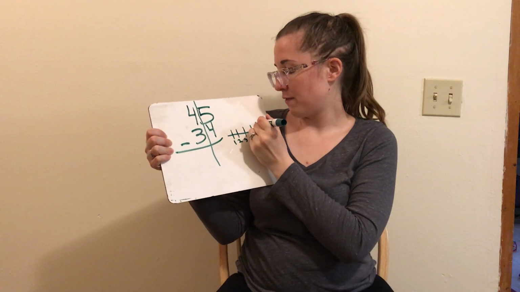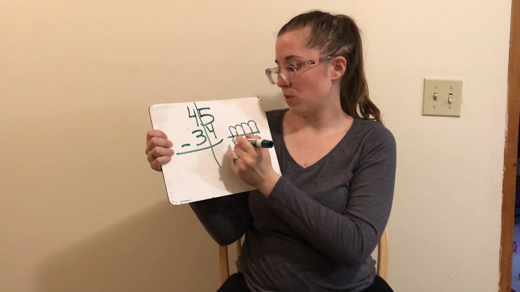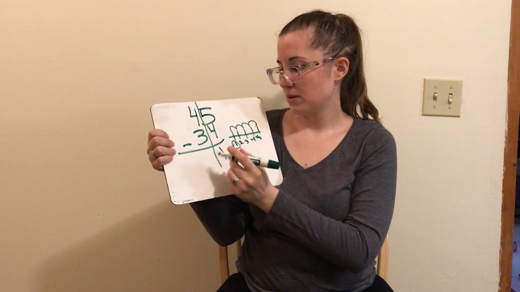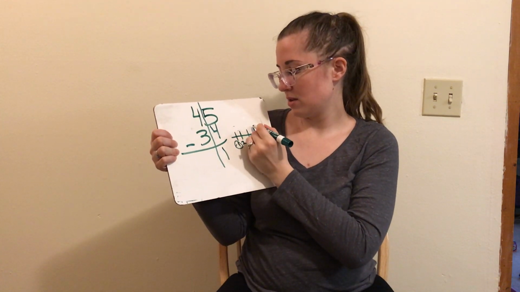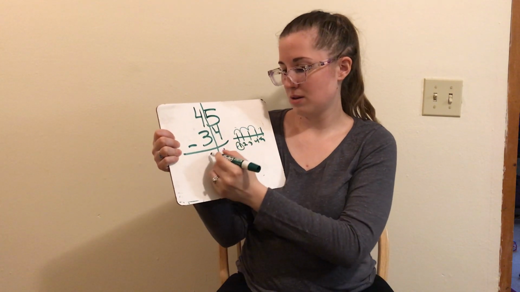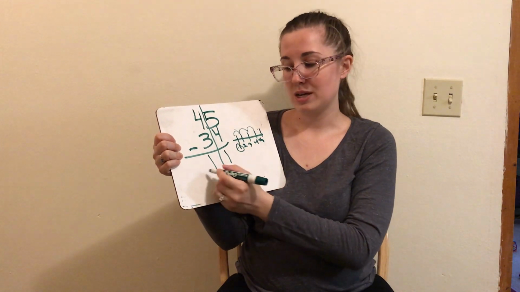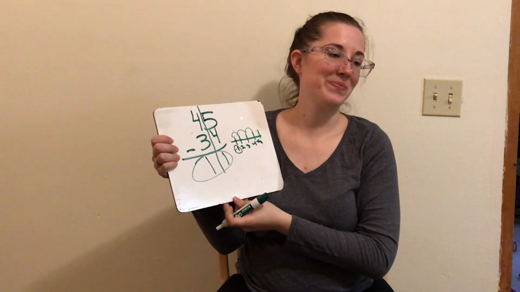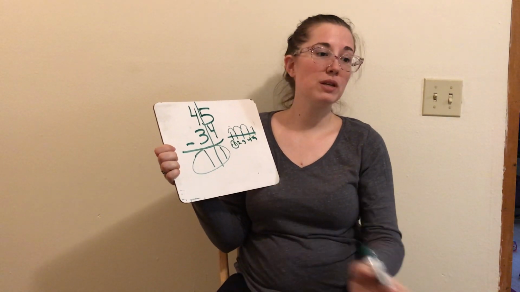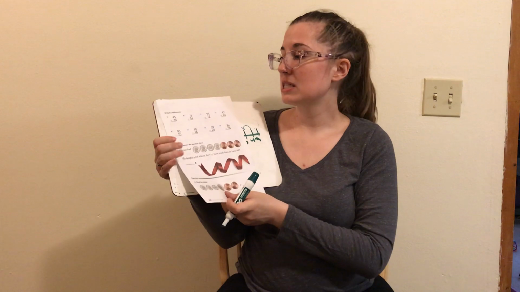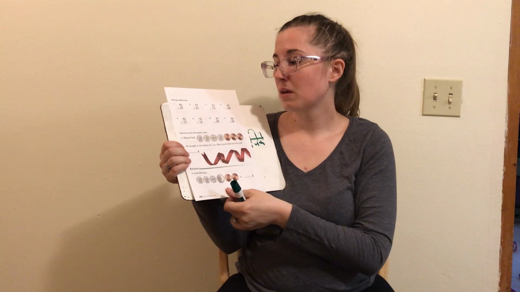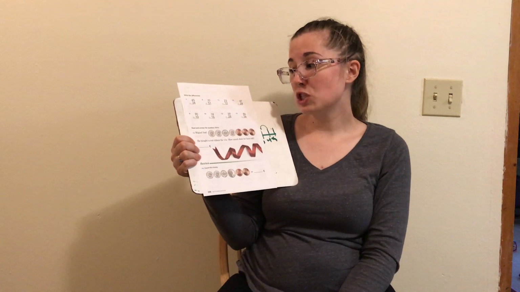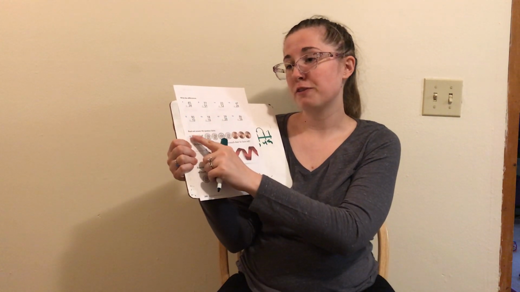Start at 5, go back 4. 1, 2, 3, 4. 4 minus 3. 1, 2, 3. Your answer would be 11. You're going to continue doing that for the rest of these problems. Draw a line down the center and subtract. When you're finished with that, move on to number 15.